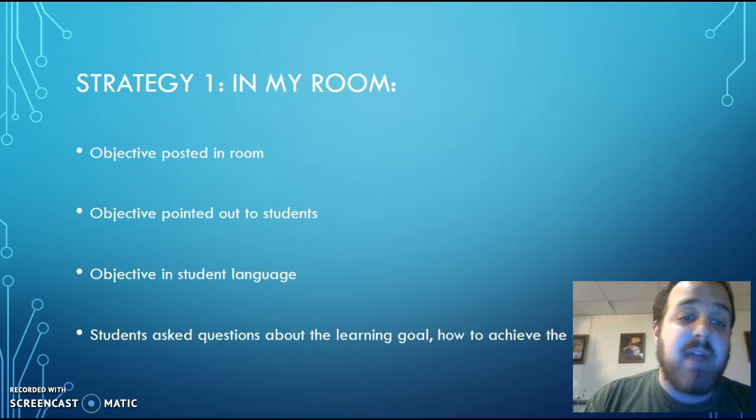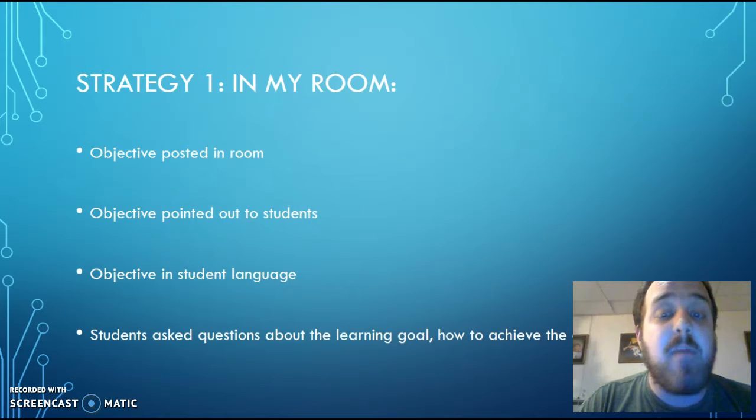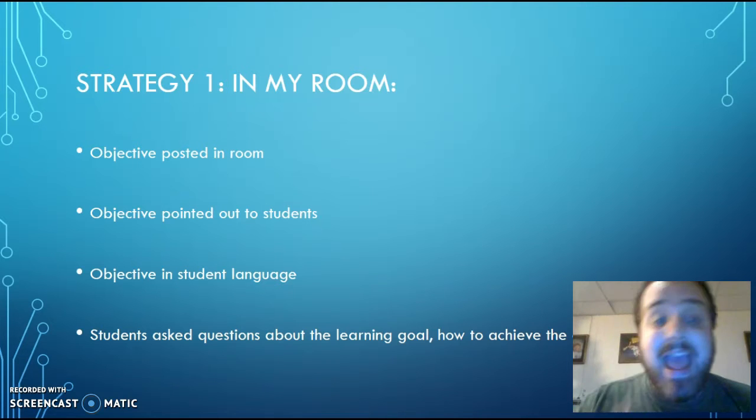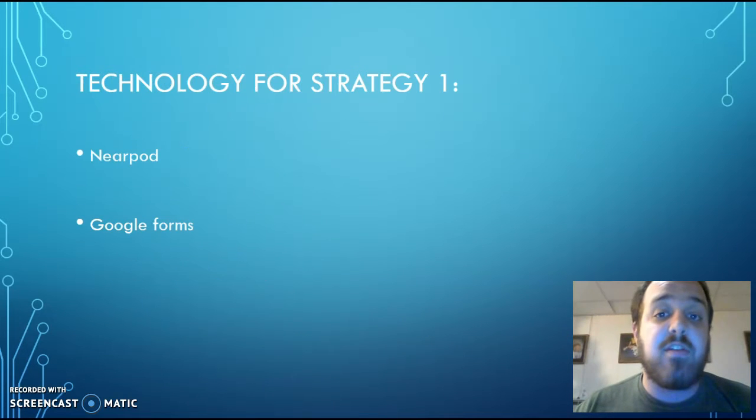In my room, I have my objectives posted, and I make sure that all my objectives are stuff that students can understand. I also make sure that I point out to my students, here's what the objective is, and even ask them questions to go ahead and tell me, hey, this is what our goal is, this is what I'm trying to do, so the students can reiterate back to me what they know.